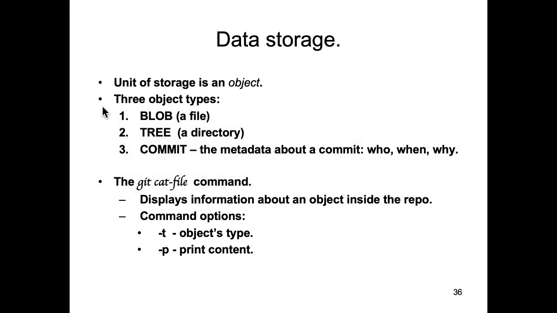So what we discovered was that everything inside a Git repository is called an object, and there are three types of objects: blob objects, tree objects, and commit objects. A blob corresponds to a file in your project, a tree corresponds to a directory, and a commit is an object that's created when you perform the git commit command, essentially.